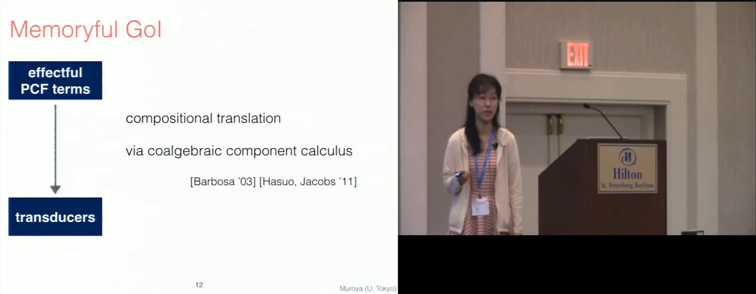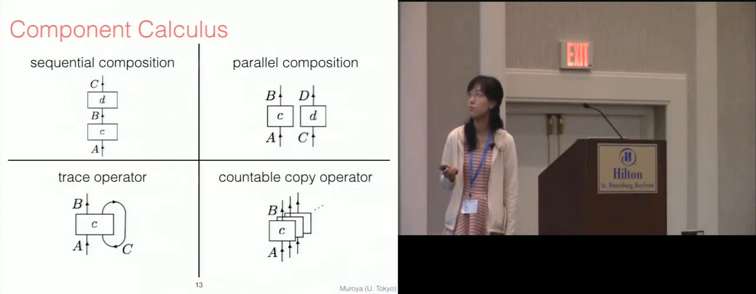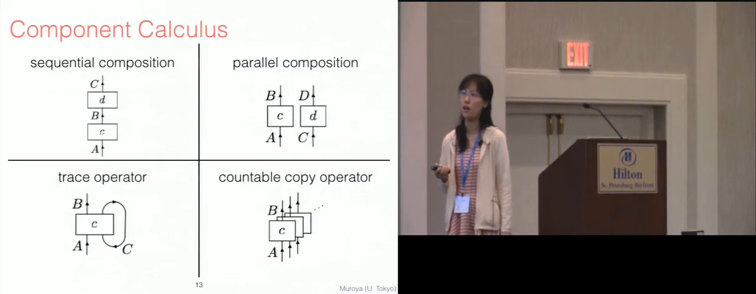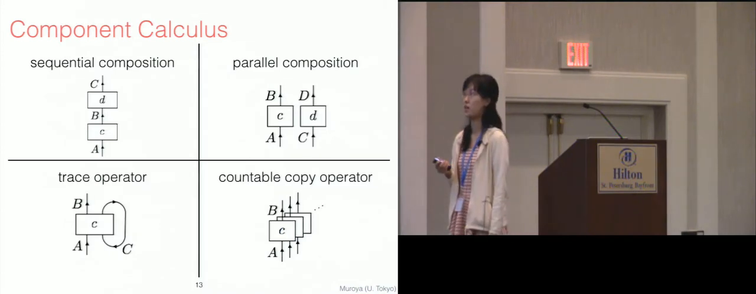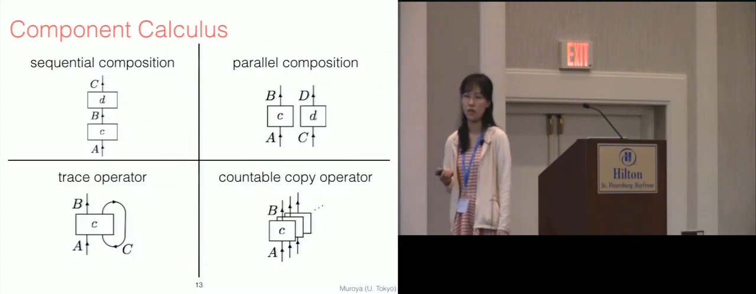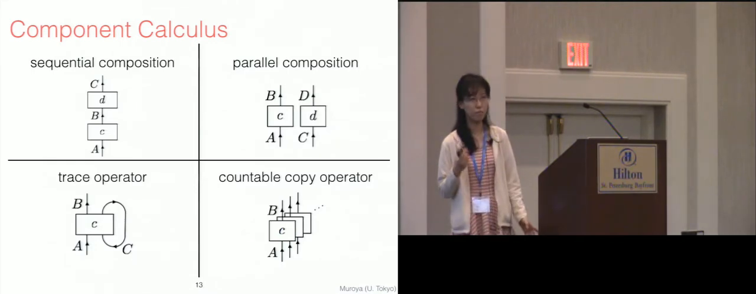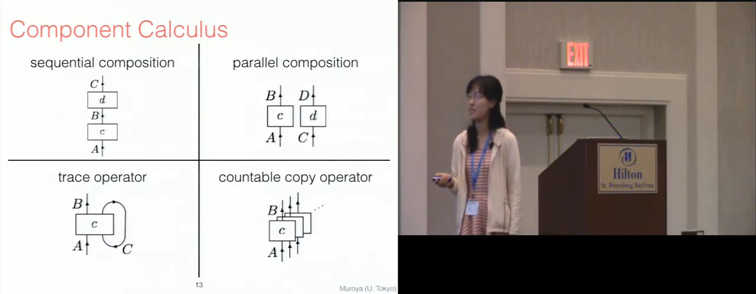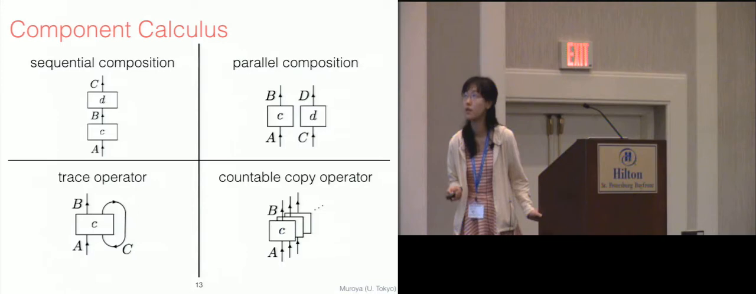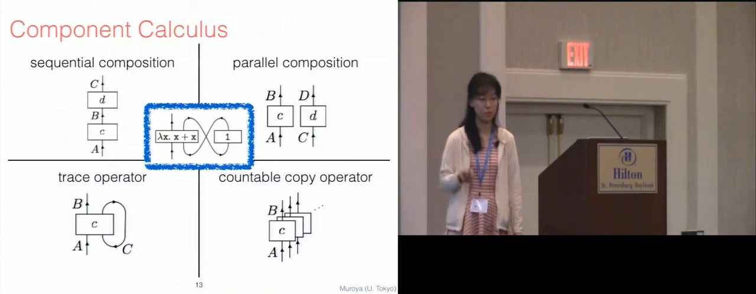So I go through our component calculus. The core part of our component calculus consists of these four operators. We can compose two transducers in two different ways. The first way is sequential: we connect the output of one transducer to the input of the other. And the second way to compose two transducers is in a parallel way: according to an input type, either one of the two transducers is executed. The third operator, namely the trace operator, equips a transducer with a self-feedback loop. And the last operator makes countably many copies of a transducer. These four core operators on transducers enable us to make a cross connection between two components.